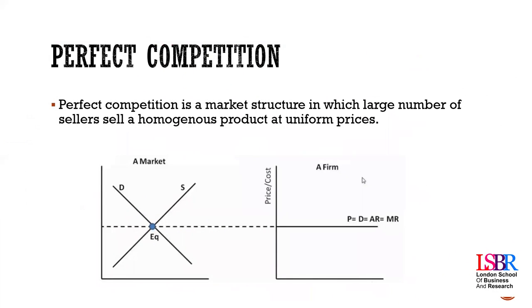So again, what does the demand curve look like? With perfect competition, here is what happens. We have a downward sloping demand curve and an upward sloping supply curve. They meet in the middle at equilibrium price, equilibrium quantity. And at this moment in time, we would say the price is equal to the demand, which is equal to the marginal consumption. Okay, so everything is equal at this point.